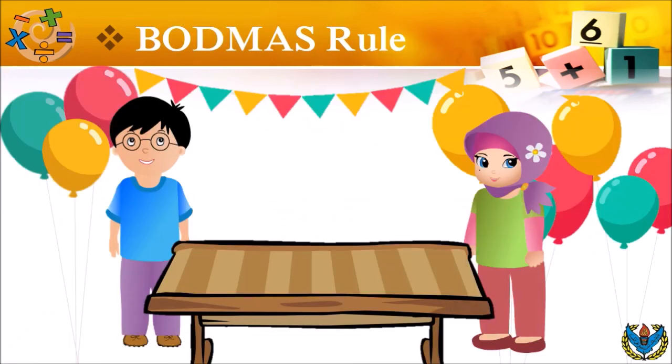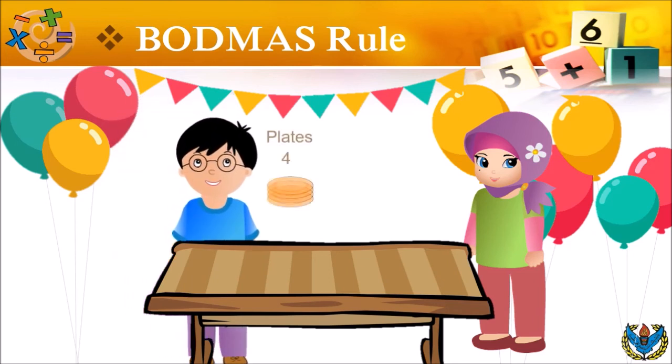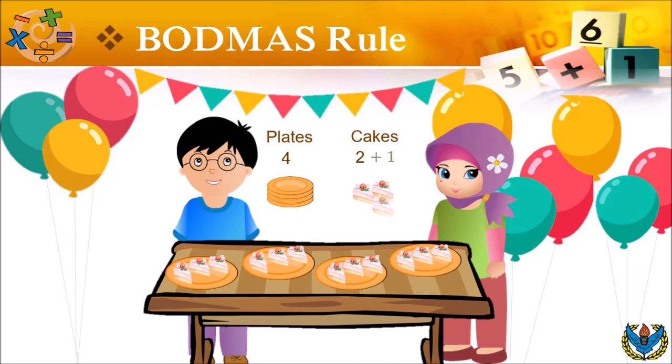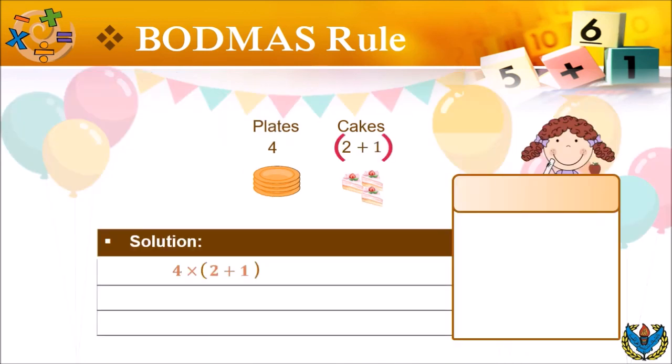Let's look at a problem to learn how to apply the BODMAS rule in a real life problem. Adil is arranging delicious cakes on plates for a party. He decides to use 4 plates and to put 2 cakes on each. His sister Sarah says he should put an extra cake on each plate. Now how many cakes has Adil used? Adil has written his problem. He knew he has to solve brackets first. So he added the cakes and then he multiplied. He has a total of 12 cakes.